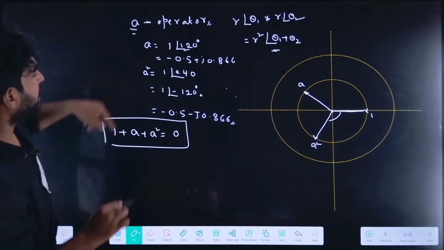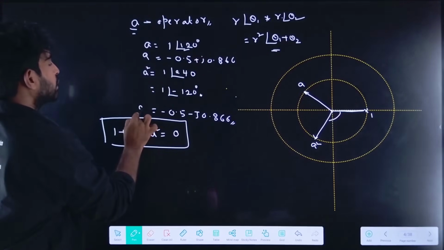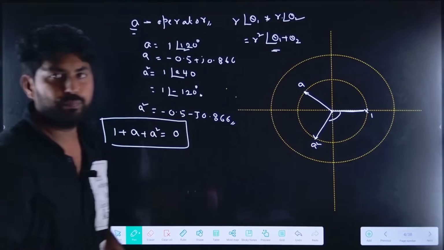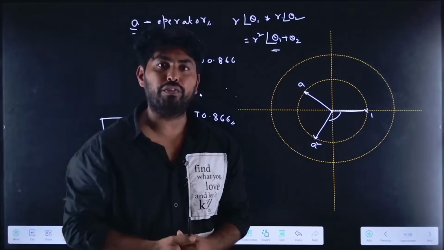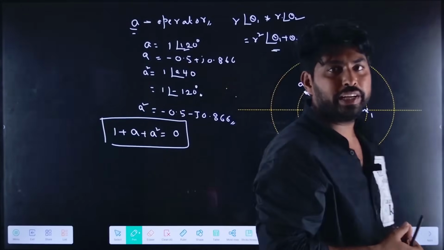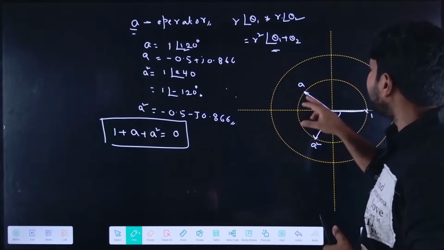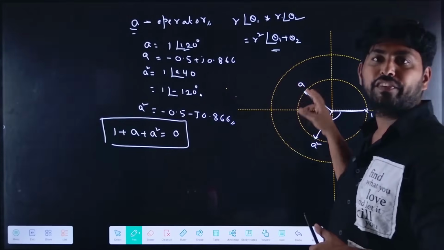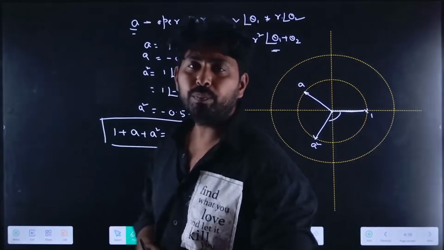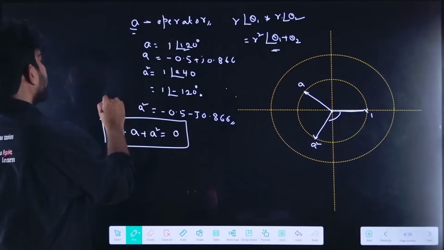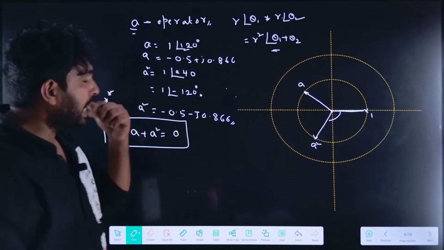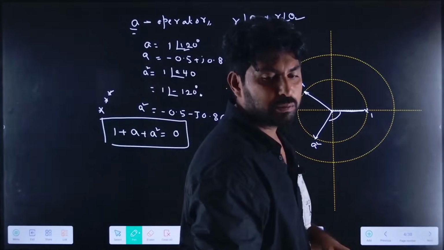If I add these two, a plus a square plus 1, I will get 0. So what does it mean? If the three phases are 120 degrees out of phase, and we add the three phasors, the sum should be equal to 0, which is very important. You can apply it in machines, and you can apply it in power systems also.